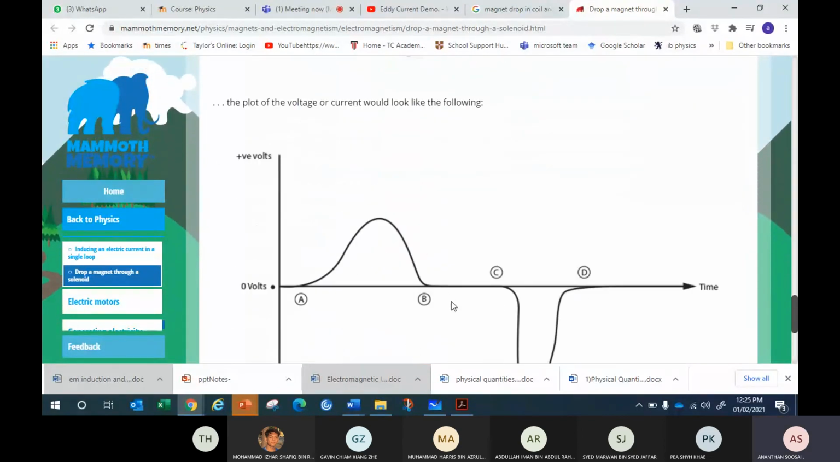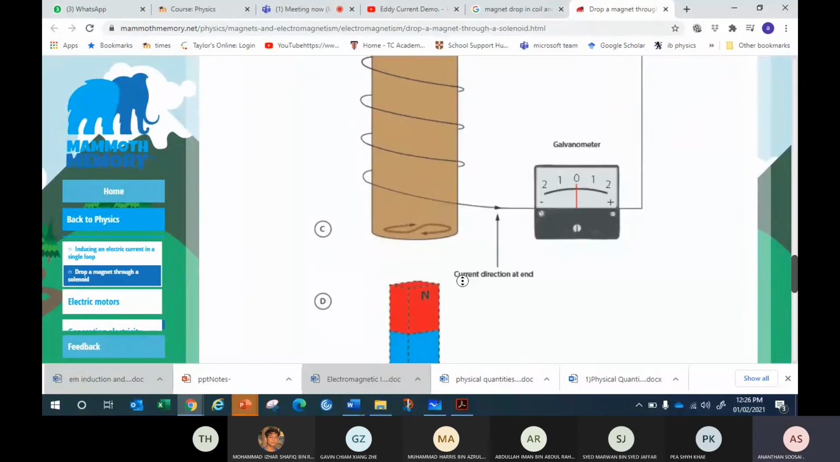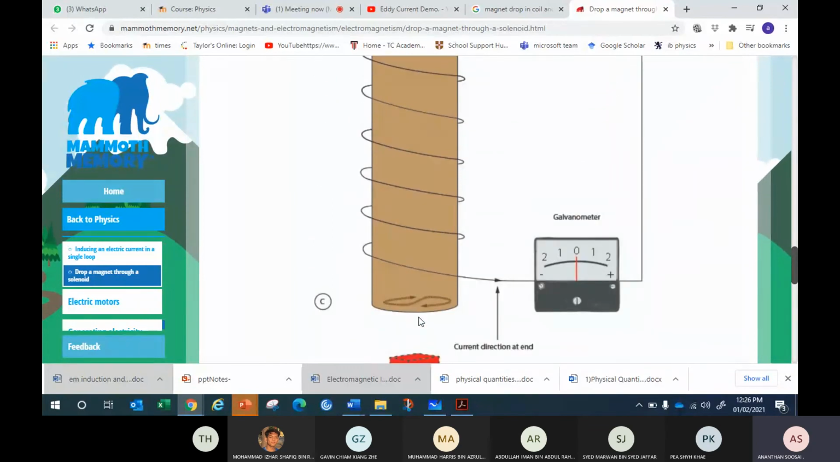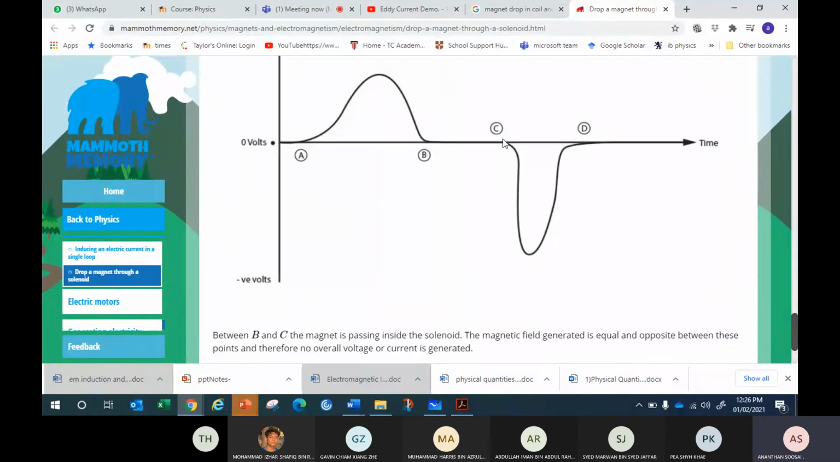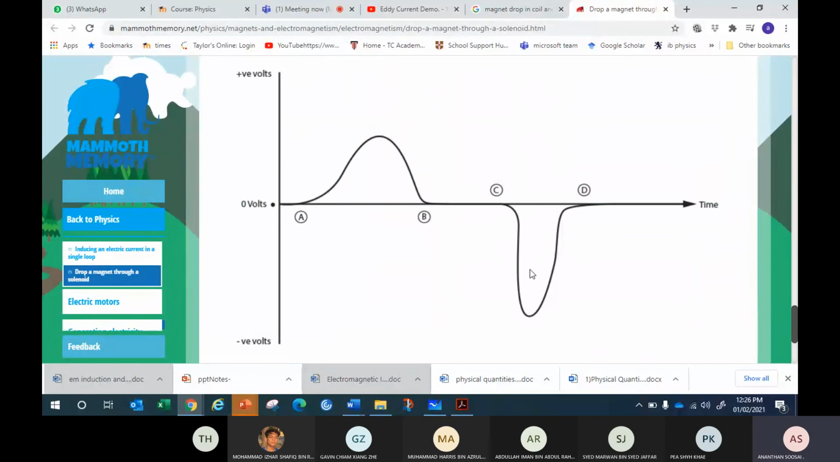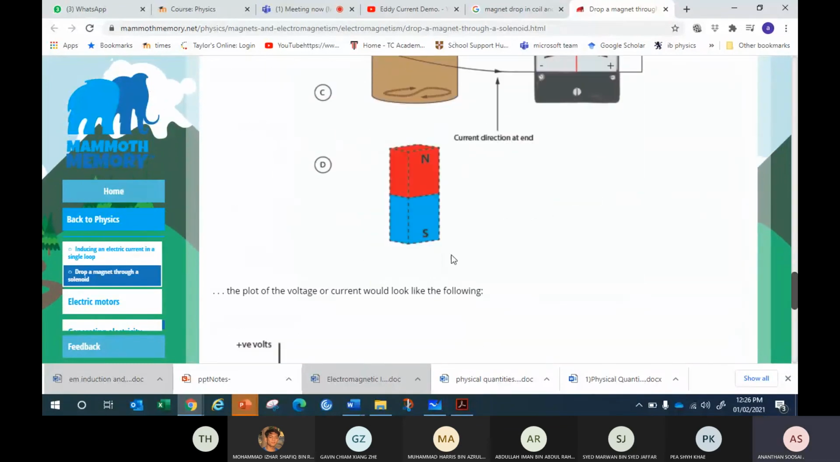Then after that, there is a region B to C. The magnet is completely traveling inside the tunnel. No EMF is induced. That means when the magnet moves completely inside the tunnel, the flux change is zero, so no EMF is induced. When it is about to leave at C, the south is just emerging from the bottom. Then EMF will be induced again.